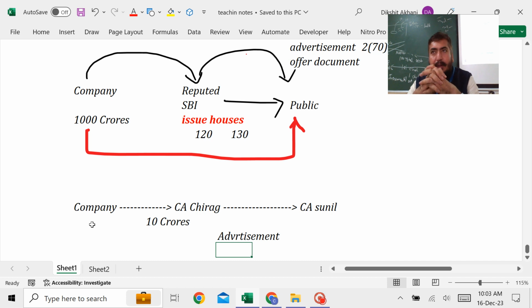Okay, let's try to compare this. In these two models, the company similarities: the company allotted the shares to here SBI. The company allotted the shares to Mr. Chirag. Similar. SBI further sold the shares to the public. Chirag is also trying to sell the same shares to the public. This is what the similarities between the first example and the second example, right?